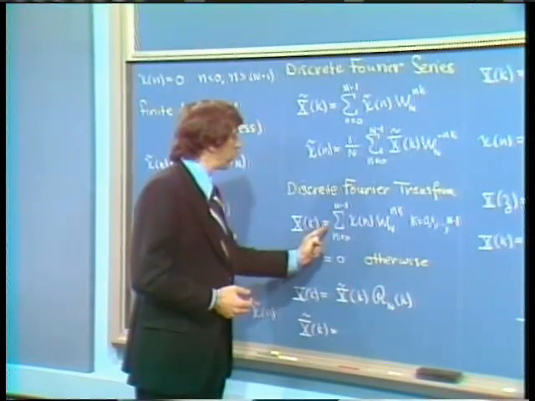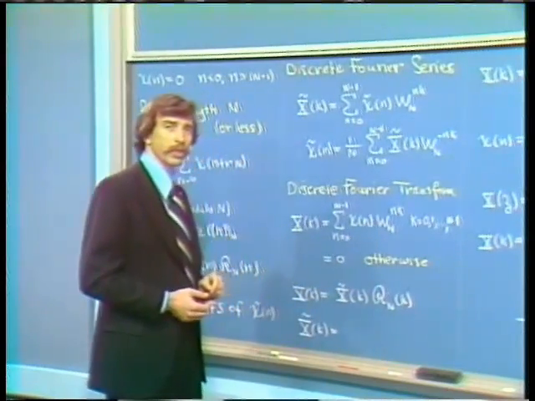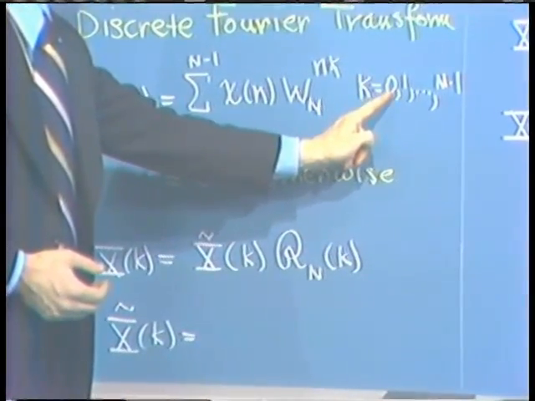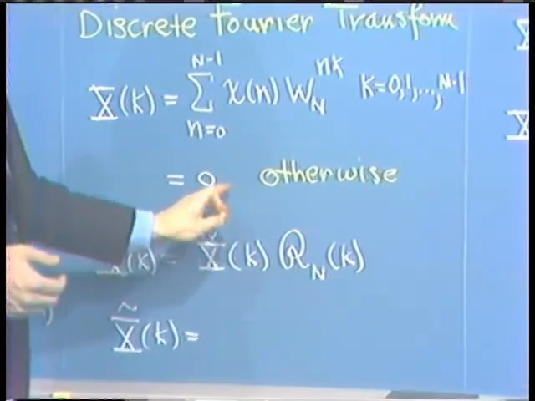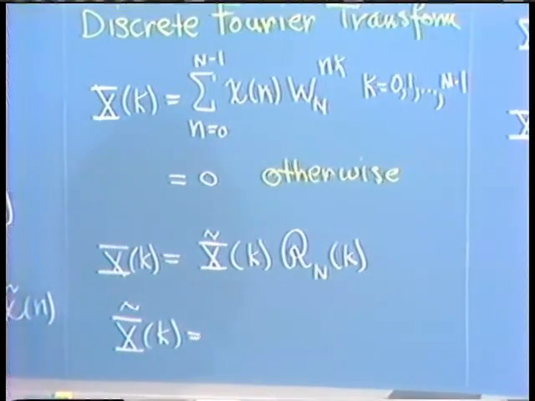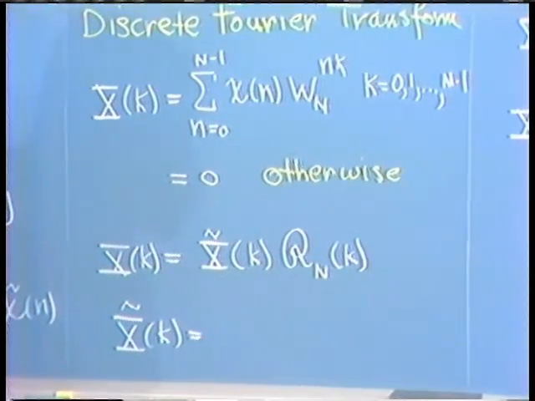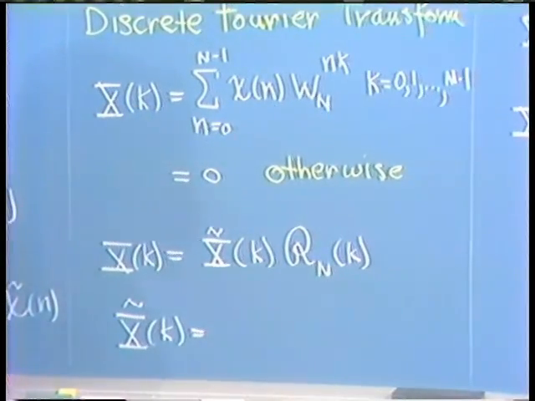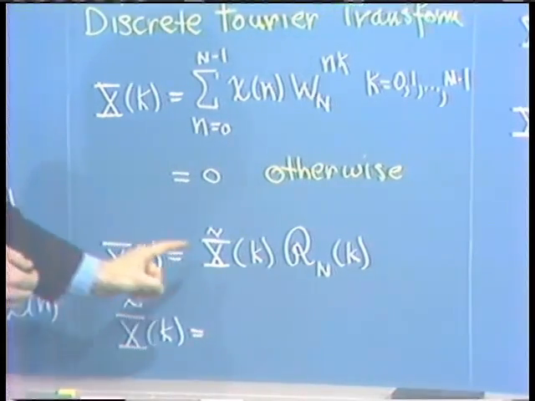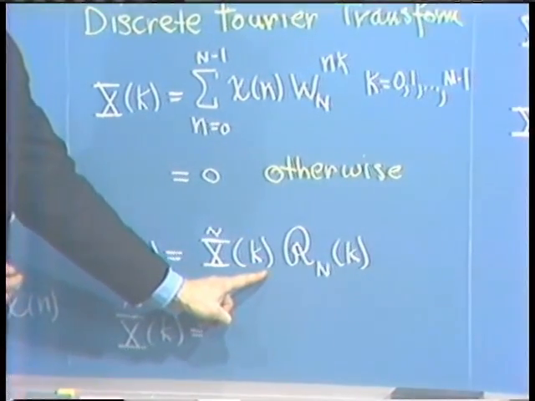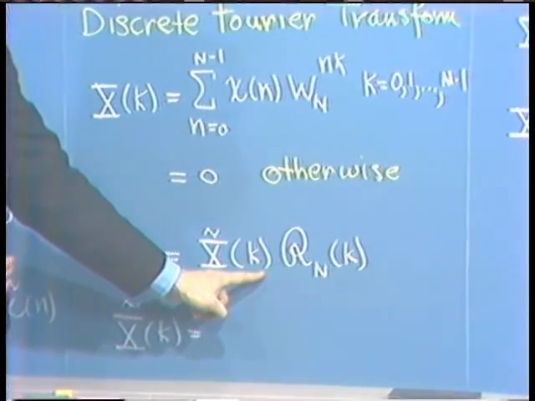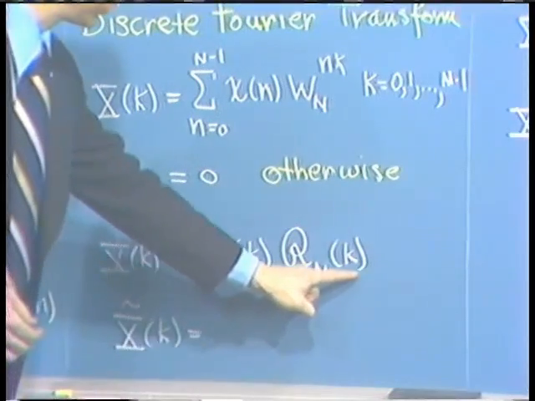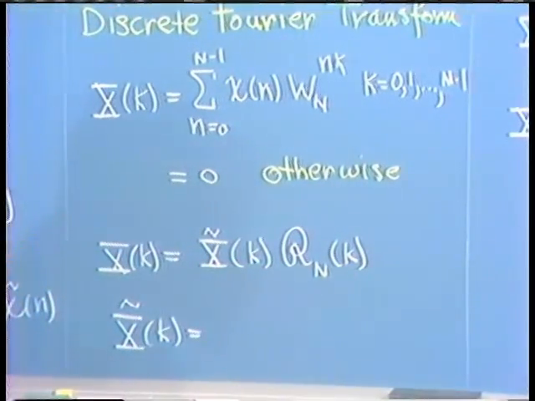It just simply involves taking the Fourier series coefficients for k in the range 0 to capital N minus 1 and simply setting them to 0 outside that range. In other words, the discrete Fourier transform X of k of a finite length sequence x of n is equal to the Fourier series coefficients of the periodic equivalent of x of n multiplied by a rectangular sequence to extract a single period.